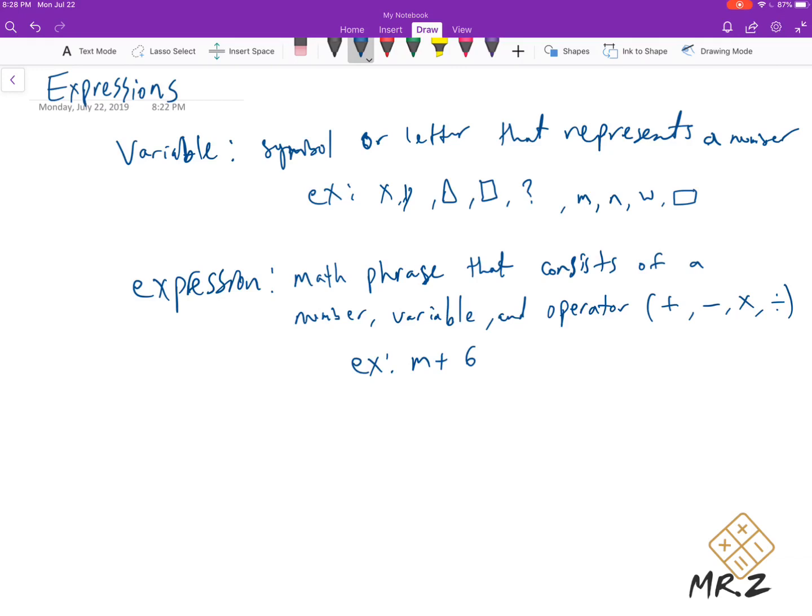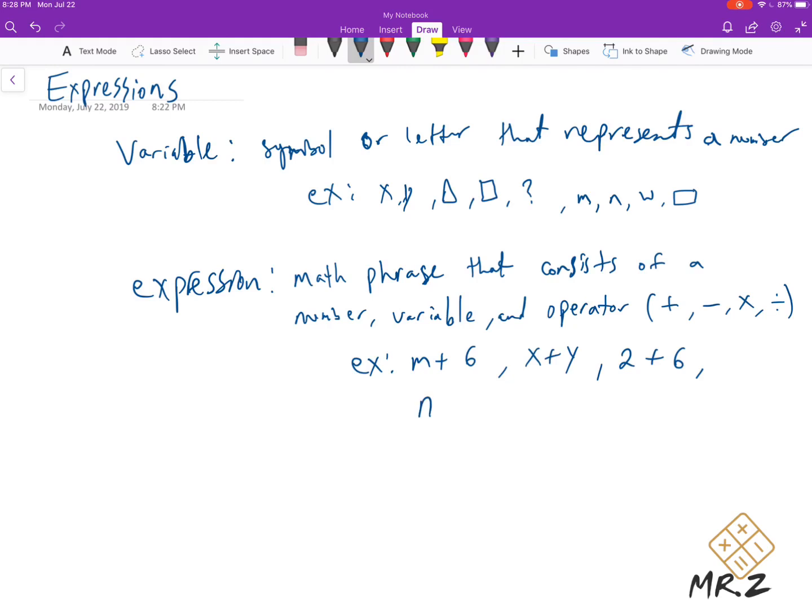So the only difference between a general expression and an algebraic expression is that an algebraic expression includes a variable or more than one variable. More than one variable will look like this: x plus y. There you go. Even 2 plus 6, that's an expression, right? It's not an algebraic expression because there's no variable, but it is an expression.